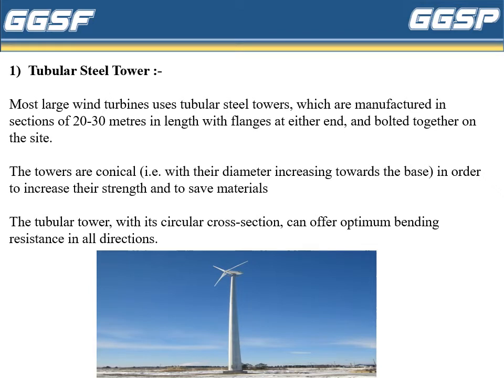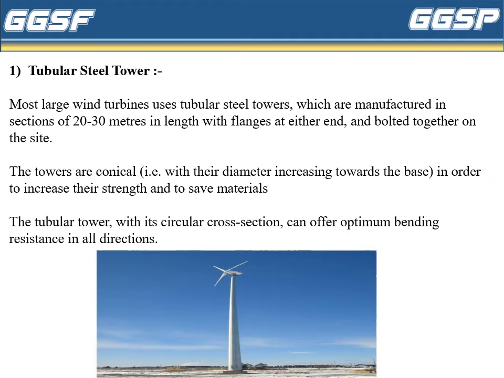First one, tubular steel tower. Most large wind turbines use tubular steel towers, which are manufactured in sections of 20 to 30 meters in length with flanges at either end and bolted together on site. The towers are conical in shape, that is, with diameter increasing towards the base, in order to increase their strength and to save materials.